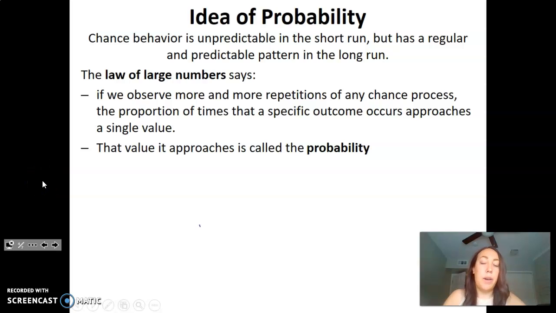The more and more repetitions of that process that we saw, the average was approaching 1. So if we think in terms of how many babies we had an average of 1, 1 out of 4 would give us a 25% chance.